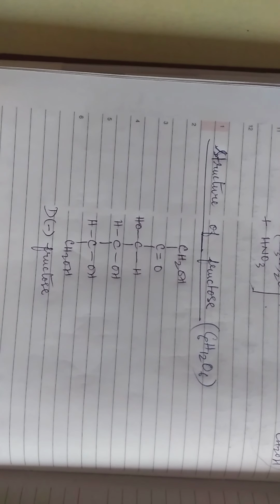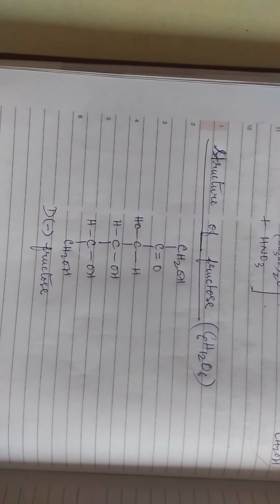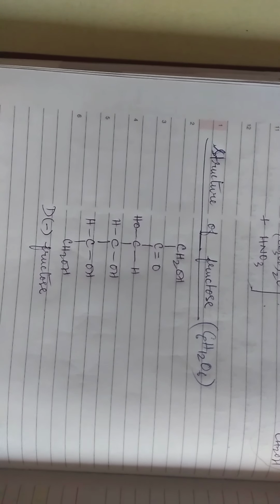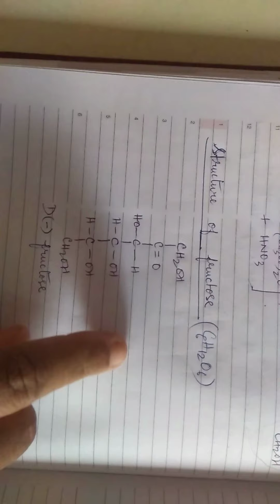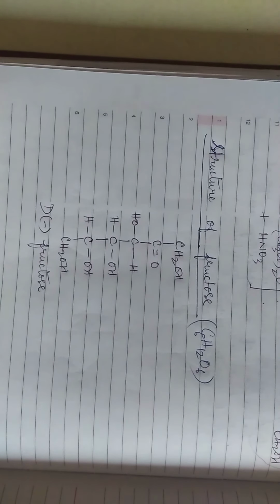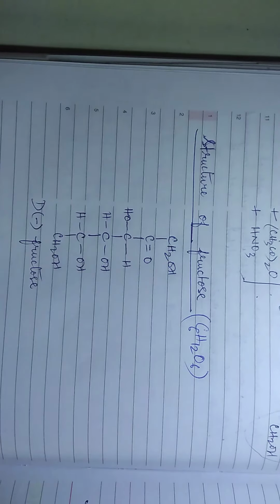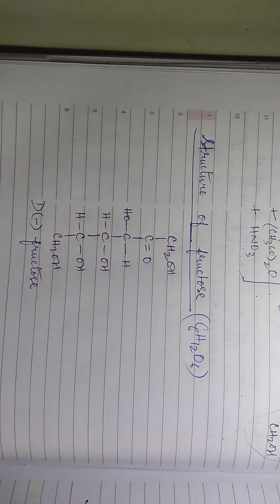Yes, dear children, we studied about glucose and how the structure of glucose was elucidated, based on the different properties it was showing. Now let us see about fructose. Fructose is a ketose sugar, you know it already, and it has the same molecular formula as that of glucose, that is C6H12O6. Now look at the structure of fructose.